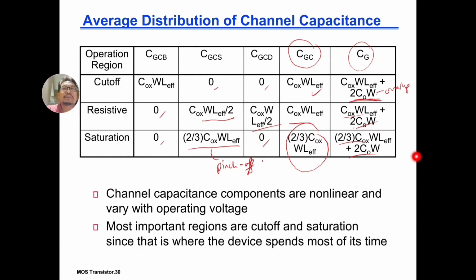So channel capacitance components are actually non-linear and they vary with the operating voltage. The most important regions are cutoff and saturation, since that's where the device spends most of its time, where we have current flow.